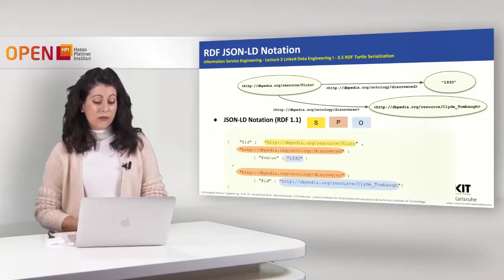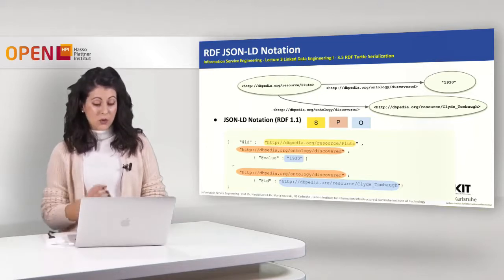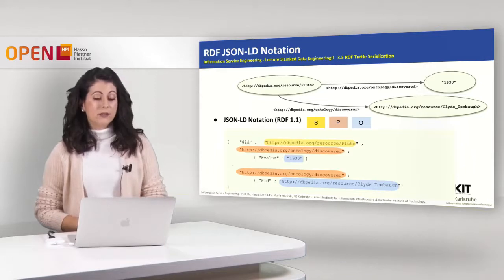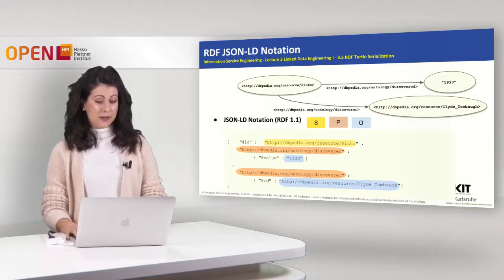And in the end, we have our objects, which are in quotation marks regardless of whether it's a literal or an object. You see that first we have a literal, since before it there is the identifier saying that it's a value. And the second object is an ID, meaning that it's a URI. Nevertheless, both are in quotation marks.